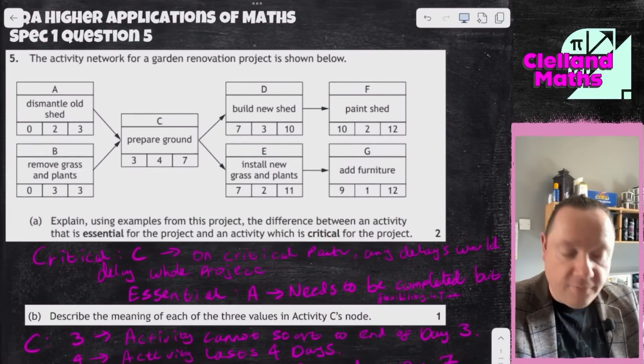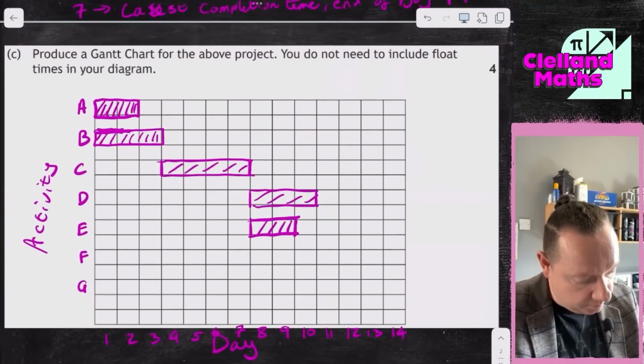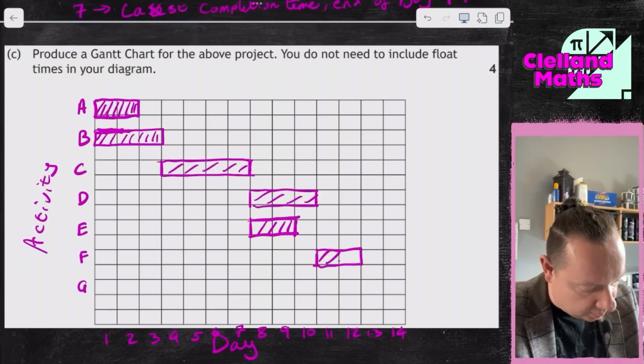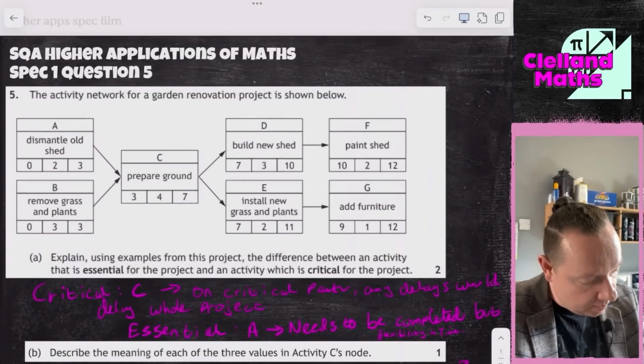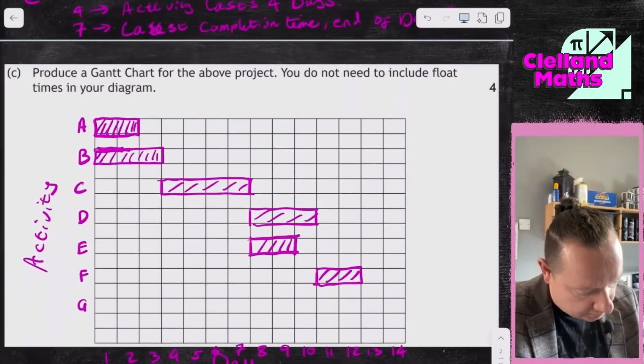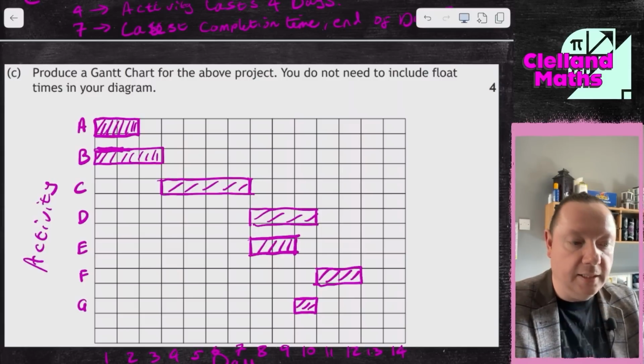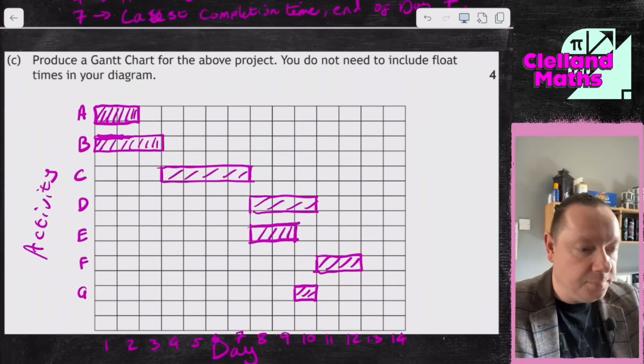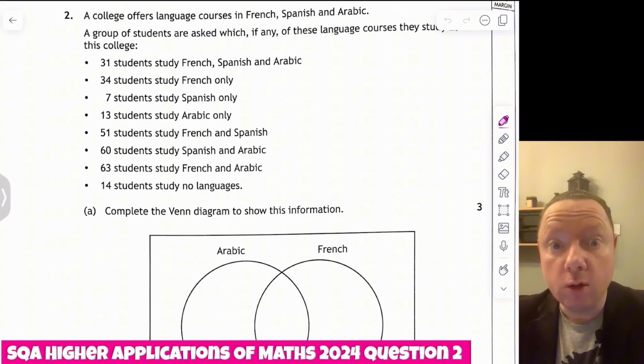And then we've got F starts at 10 and takes 2. So 10 will be here, after 10. It starts after day 10. And then G starts 9 and 1. So you need to go back to 9 and 1. And there's our completed Gantt chart. So we're done there.